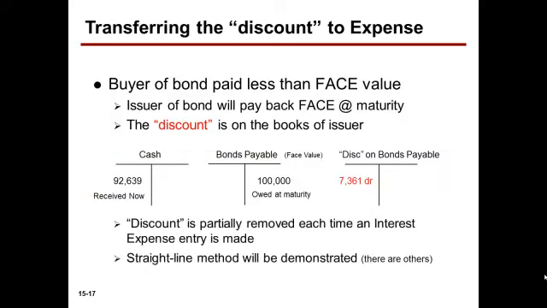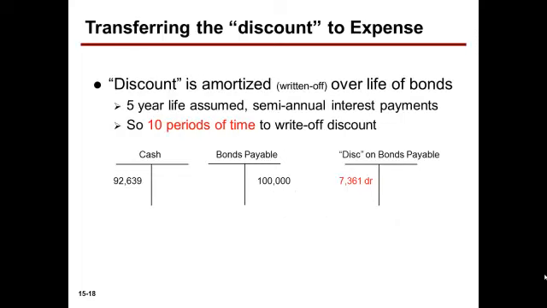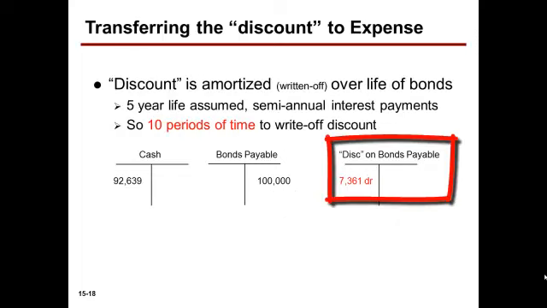The discount will be partially removed each time an interest expense entry is made over the life of the bonds. We use a straight line method. There are others. The straight line is demonstrated in the appendix to Chapter 15. So the discount is amortized, another word for being written off, over the life of the bonds.